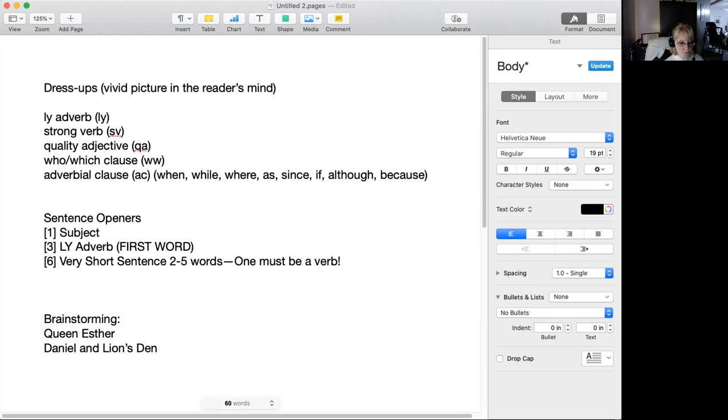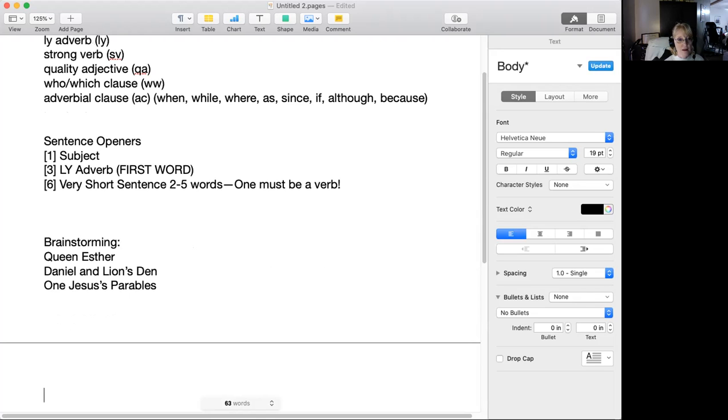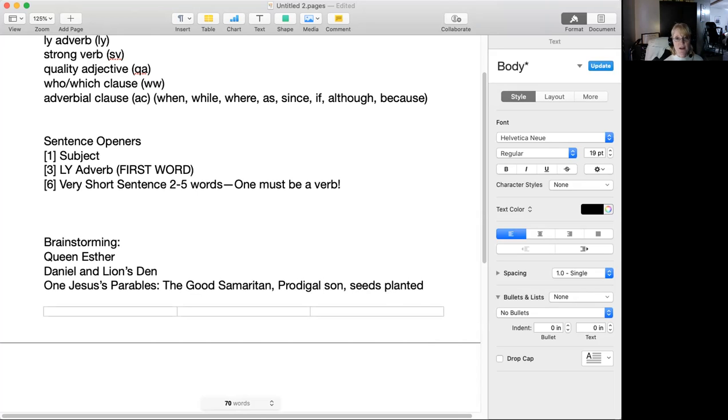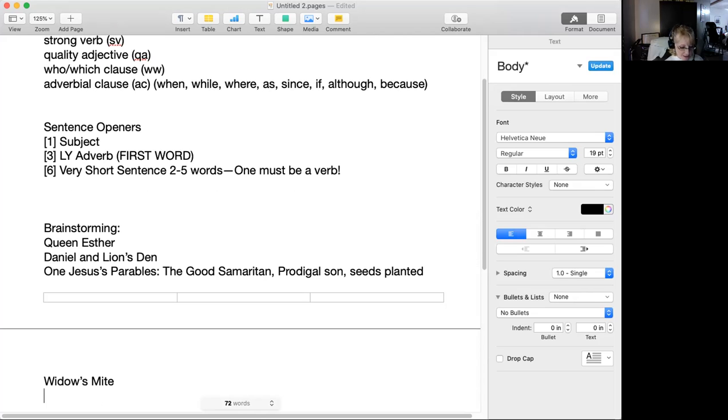Trying to think. Jesus told parables that taught moral lessons. So maybe you'll retell one of Jesus's parables. You've got the Good Samaritan. Got the prodigal son. You've got the story of the seeds and the different soils. You've got all kinds of stories. Maybe another one is the widow. The story of the widow's mite, if you remember that one. A mite is, it's not an insect, it's a measurement of money, but there's a story in the Bible about the widow's mite.